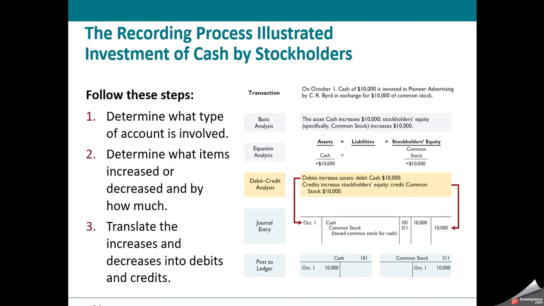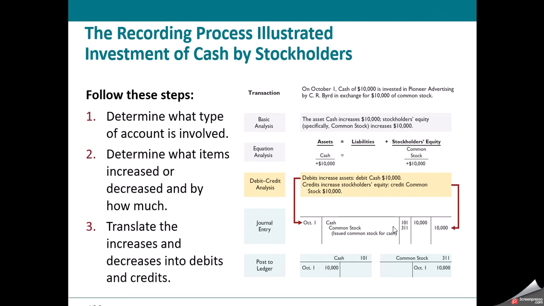So here we have a transaction shown step by step. This maps out what happened. As we analyze it, we know that cash is going up and stockholders' equity is going up. It goes back to what we learned in chapter 1, that our assets equal our liabilities and our owner's equity. So we can see that our accounting equation balances.